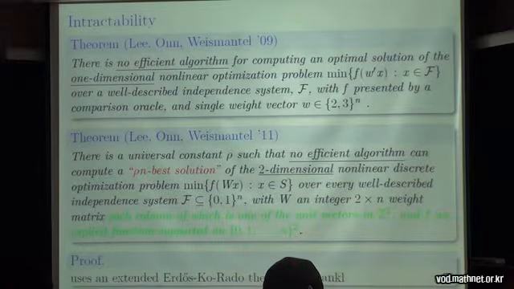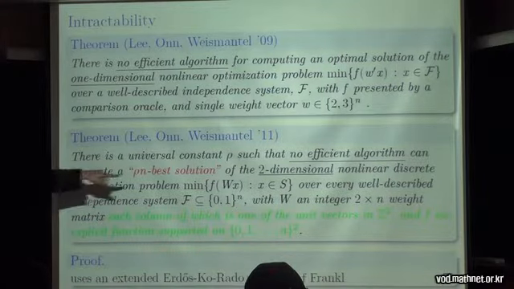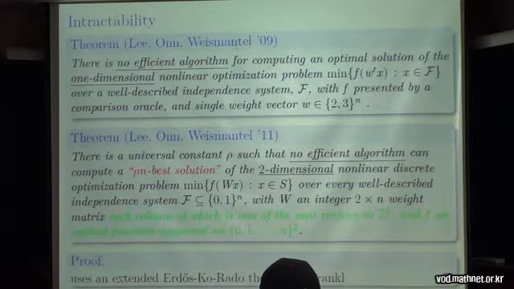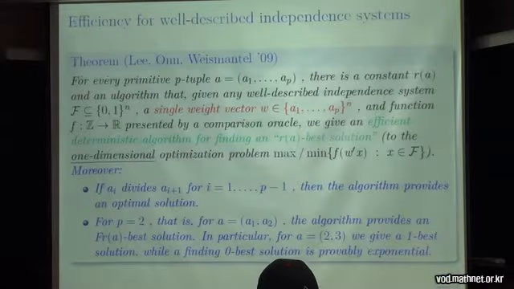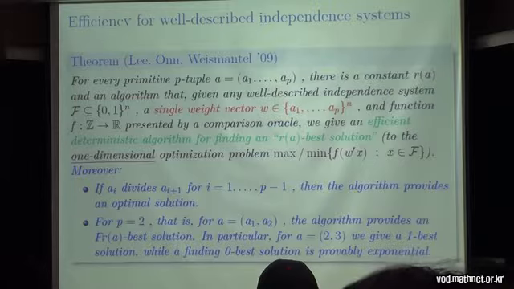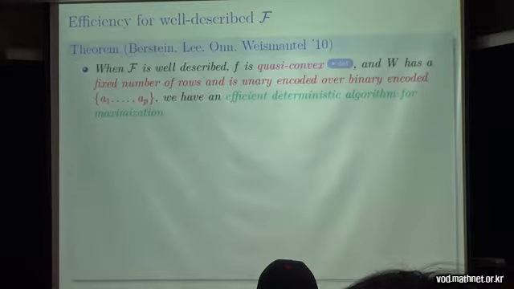Maybe I'm going to skip this result here. This says something about approximation, that I've got two rows of W. You can't even approximate this problem very well. I think I'll just skip the details of that. So yeah, let me just skip that.